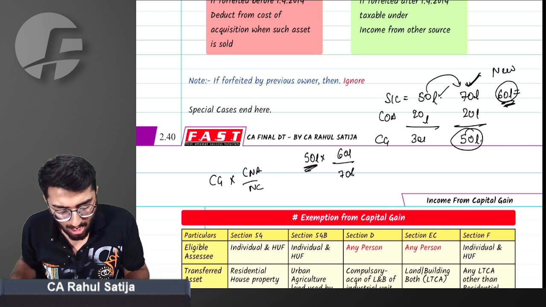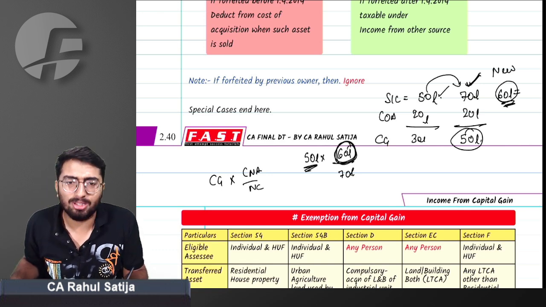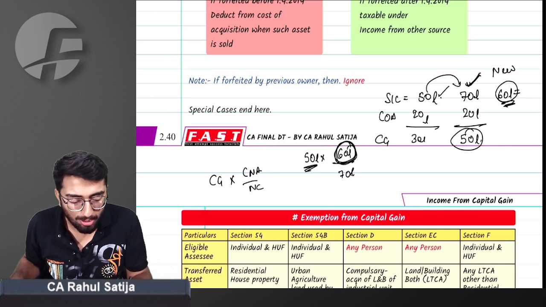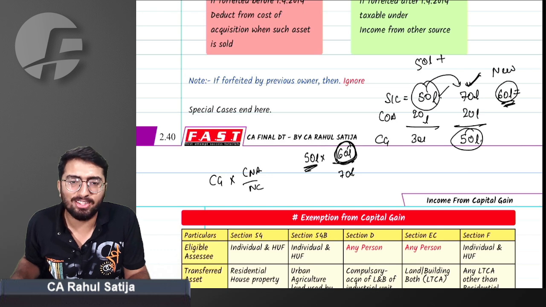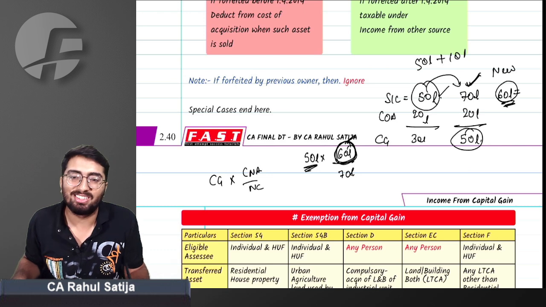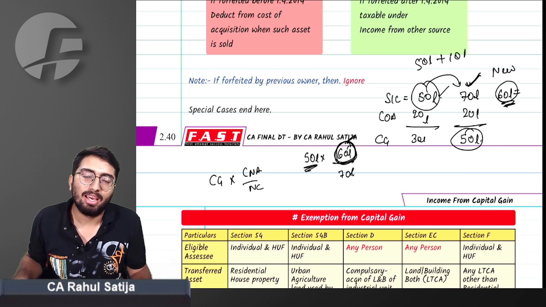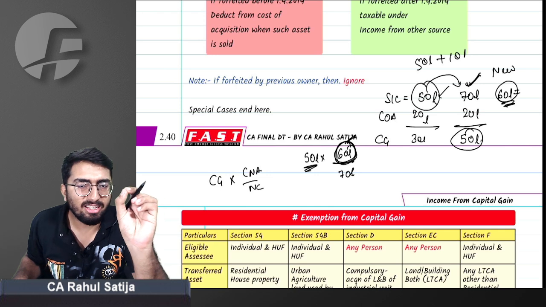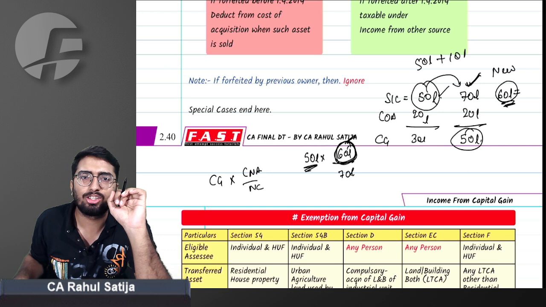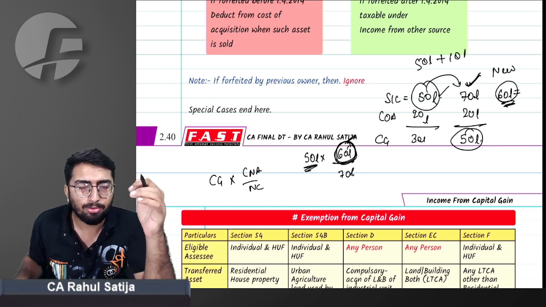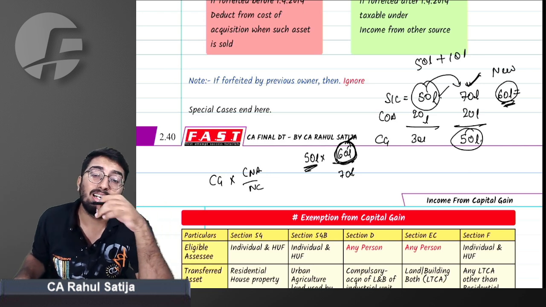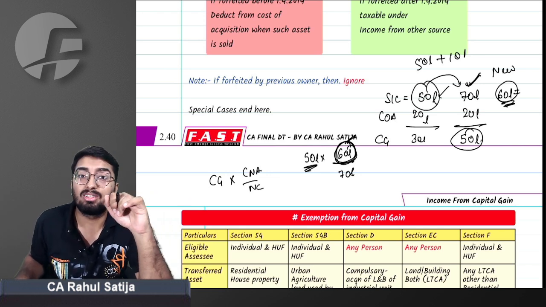The AO claimed, how can you claim exemption on 60 lakh rupees? How can you say that cost of new asset is 60 lakh rupees, when you got money of just 50 lakh rupees and you are additionally putting in 10 lakh and claiming exemption? Is it allowed? Supreme Court said yes, it is allowed. Whenever SDV is taken as full value of consideration, in that case the cost of new asset can be greater than net consideration, and still exemption will be allowed on such increased part.